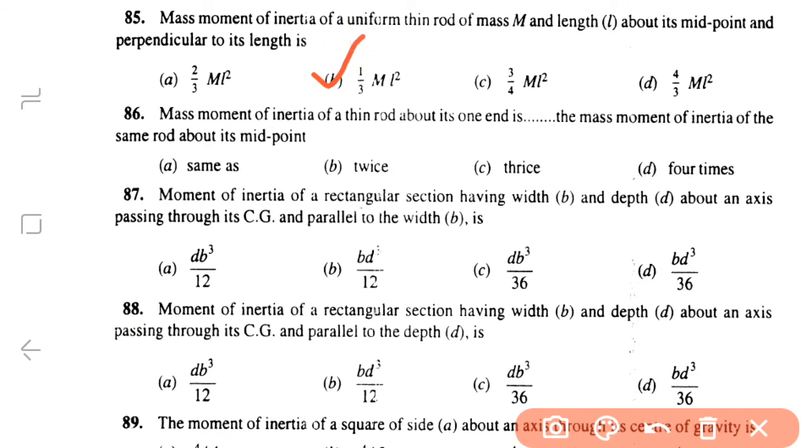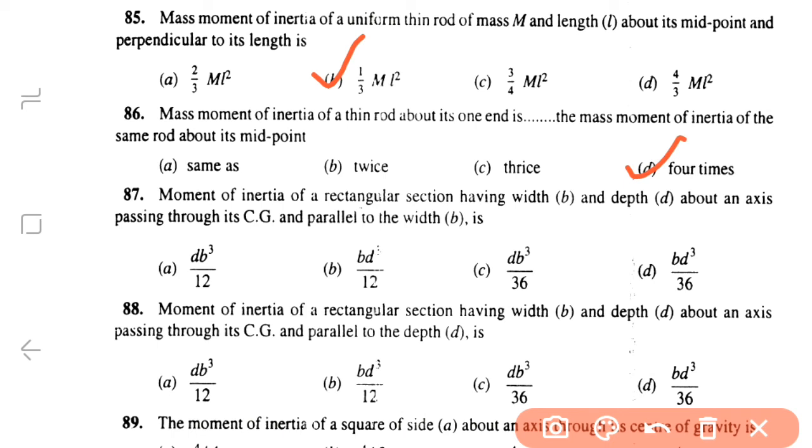Next is, mass moment of inertia of a thin rod about its one end is dash the mass moment of inertia of the same rod about its midpoint. Options are same as, twice, thrice or 4 times. So here, friends, option D, that is 4 times, is the correct answer for this question.